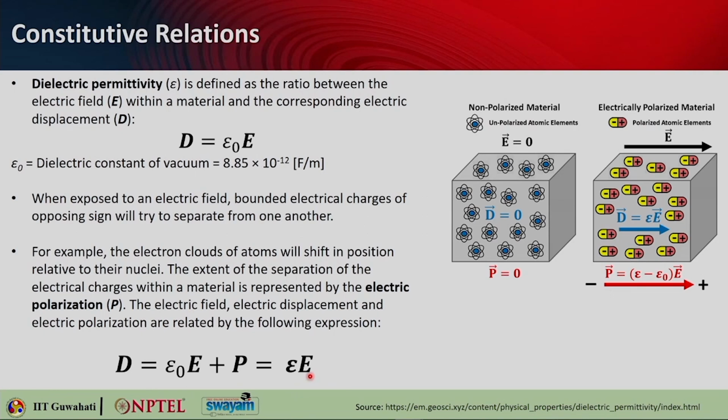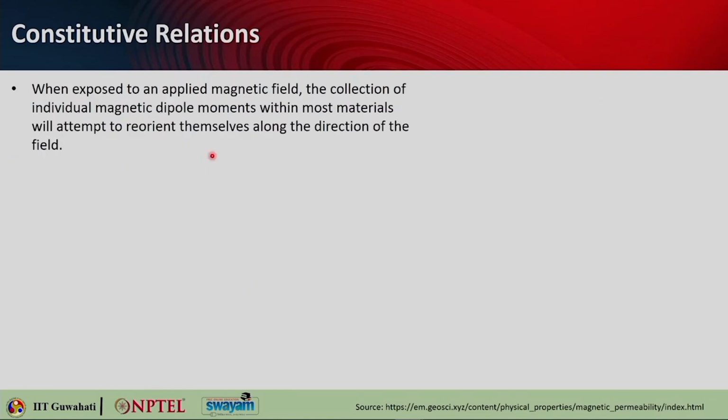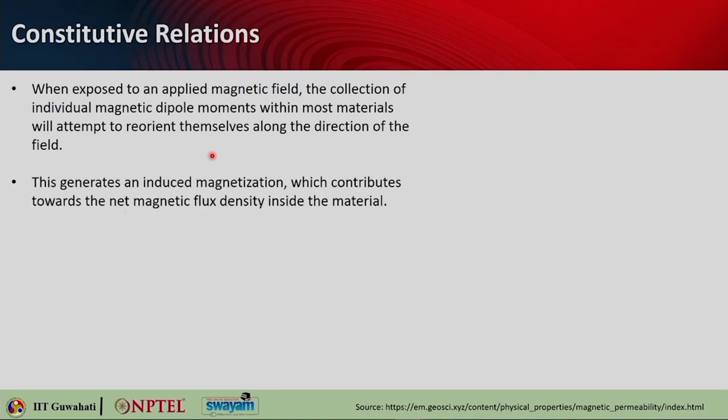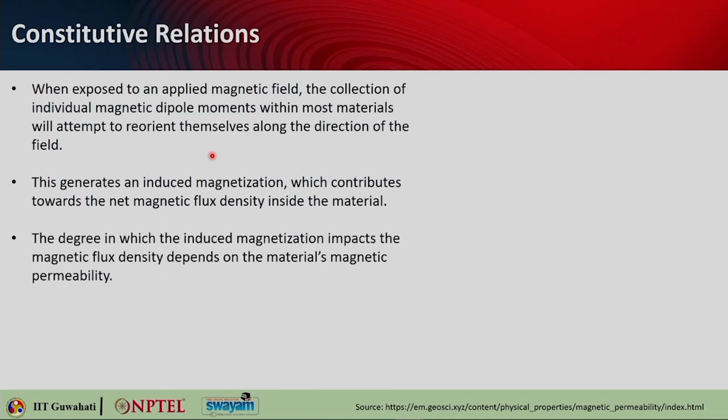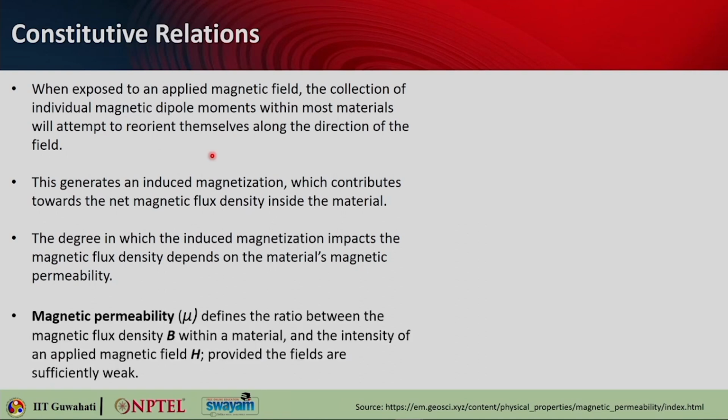On the other hand, if you look at the magnetic field, when exposed to an applied magnetic field, the collection of individual magnetic dipole moments within most materials will attempt to reorient themselves in the direction of the applied field, and this will generate some induced magnetism, which contributes towards the net magnetic flux density inside the material. These are all known factors, but still I am covering them quickly. The degree to which the induced magnetism impacts the magnetic flux density depends on the material's magnetic permeability.